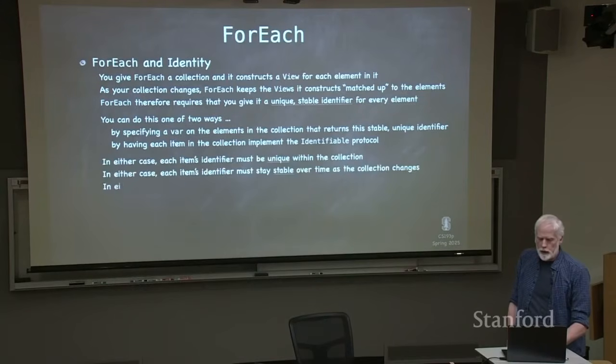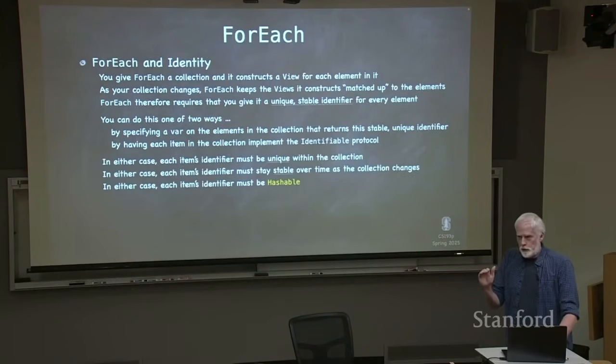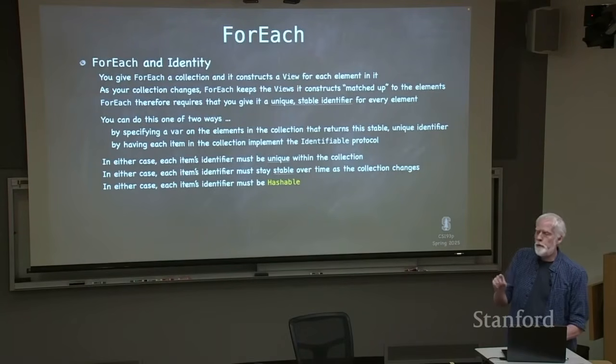All right? Now, in either case, whether you're specifying a var, which is what we've done so far, by the way, or whether you're doing the identifiable protocol, three things you've got to have that identifier have. One, got to be unique. Two, got to be stable. We talked about those. And the third thing, it's got to be hashable. That's because for each is going to build a hash table of the identifiers of the things in the selection and the views it creates, right? So it has to be hashable. So we're always going to try and make sure that all of the things we use as an identifier for for each satisfy all three of these.